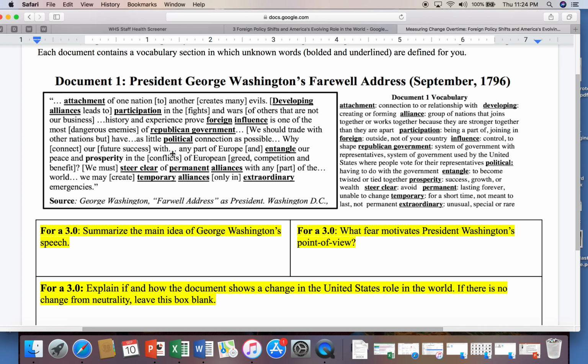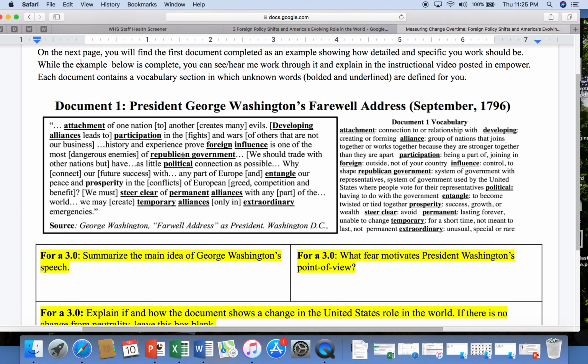Why connect our future success with any part of Europe and entangle, that is to say, become twisted or tied together, our peace and prosperity, which basically means success, in the conflicts of European greed, competition, and benefit? We must steer clear or avoid permanent, basically forever lasting, alliances with any part of the world. We may create temporary alliances, so things that are short, only in extraordinary, that is, unusual, special, or extreme circumstances.